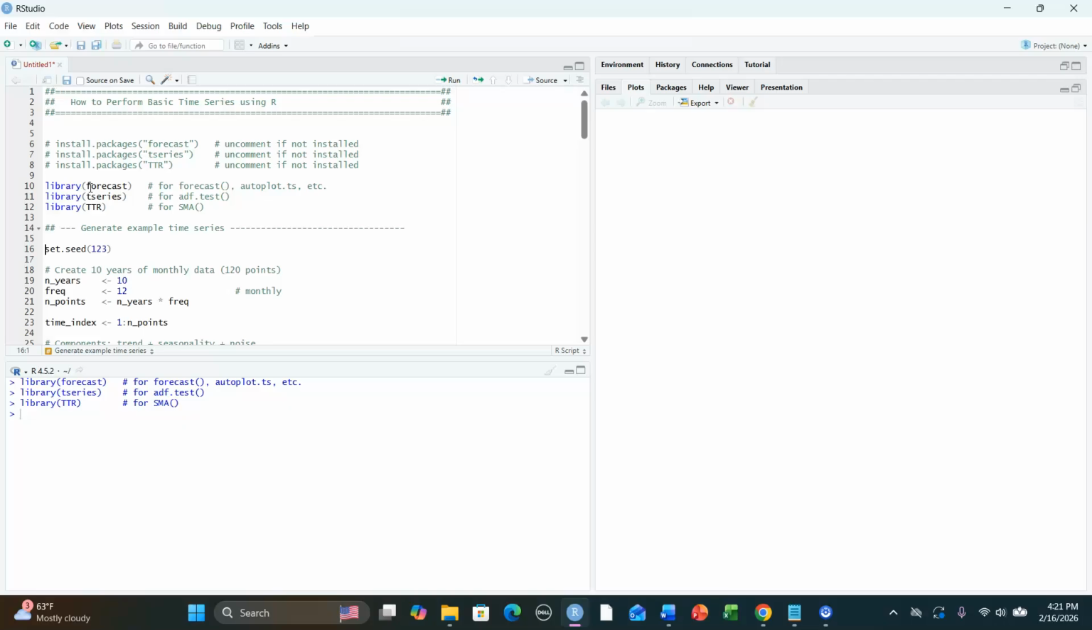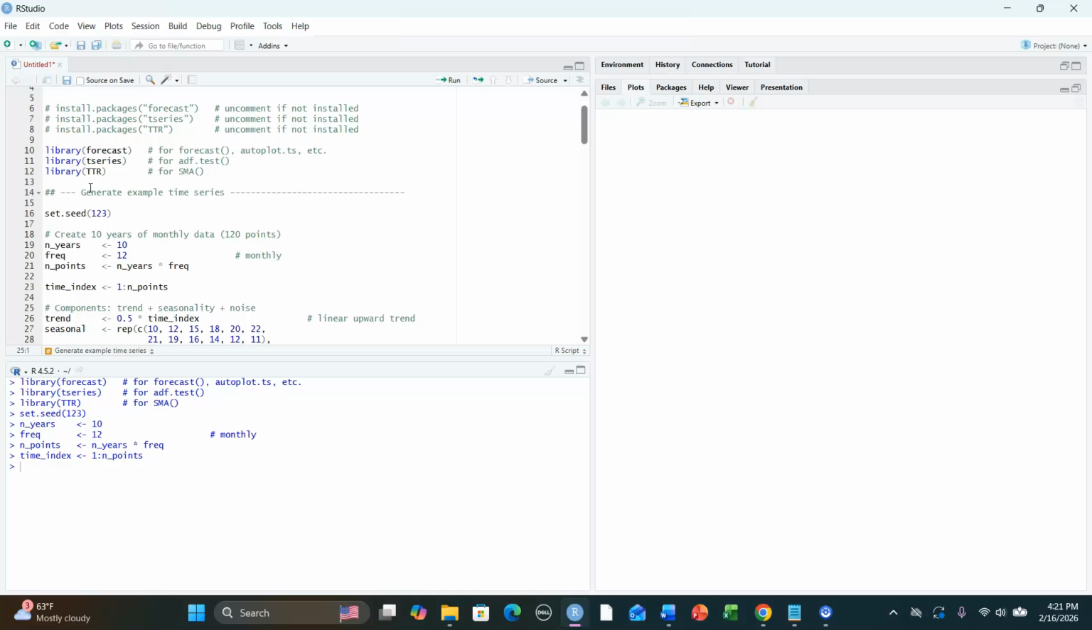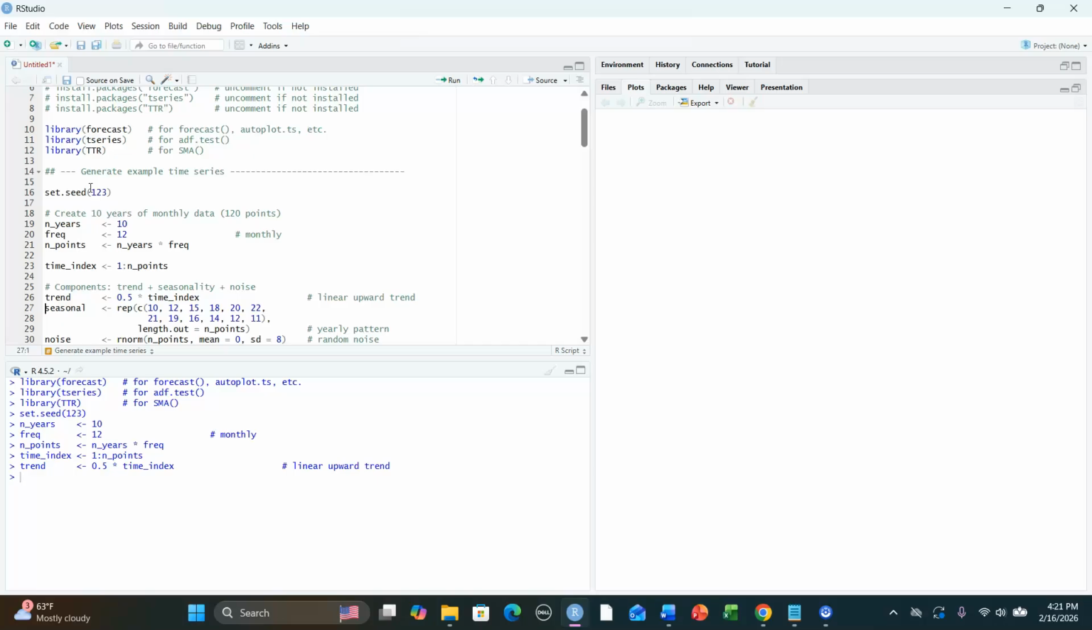Let's set a random seed and create a synthetic time series with 10 years and frequency 12, so monthly, and the number of data points is the number of years times frequency. Let's create a time index, and let's put together the components: trend plus seasonality plus noise.